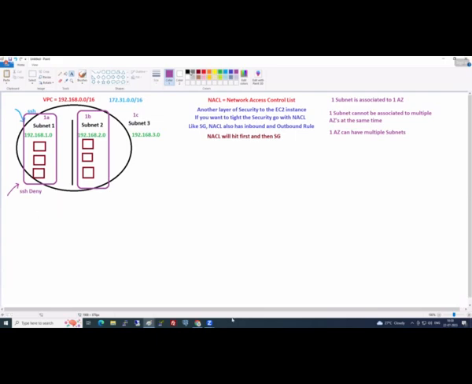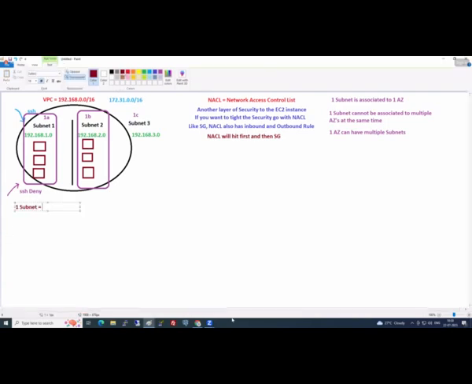And here also, one subnet is associated to one NACL. Agree? One whole subnet is associated to one NACL. Can one subnet be in multiple NACLs at the same time? Answer is no. It will get confused, no? One subnet should not be associated to multiple NACLs.